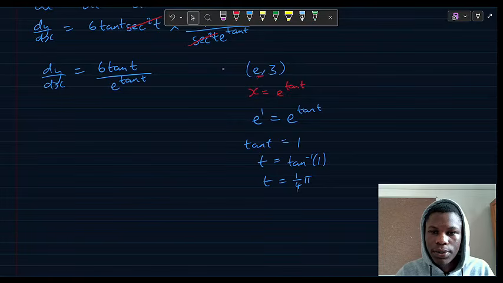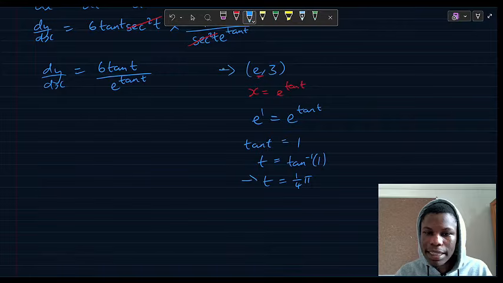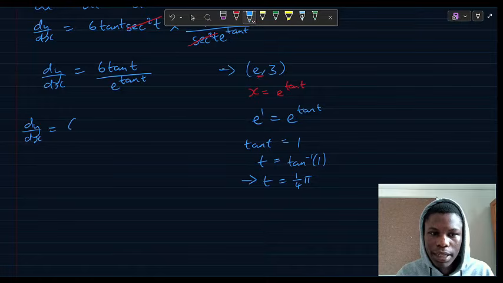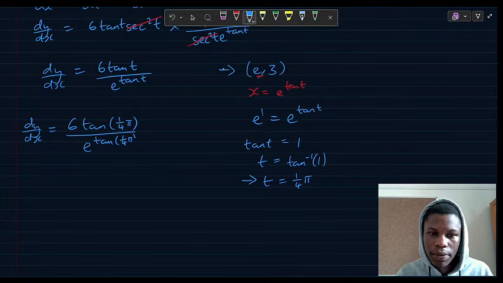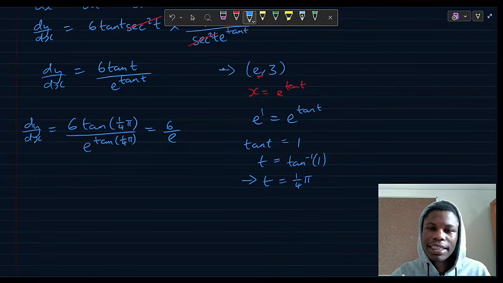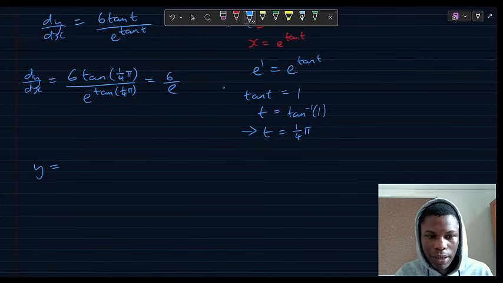And so, in other words, when we're saying we want dy dx at x is e, we're saying we want dy dx at t is a quarter pi. So we can find dy dx when t is a quarter pi. That's going to be 6 tan of a quarter pi over e to the tan of a quarter pi. Tan of a quarter pi is 1, so we're looking at 6 times 1 over e to the 1, so 6 over e. So that means the gradient of the tangent to the curve at the point (e, 3) is 6 over e. So now we have our gradient.